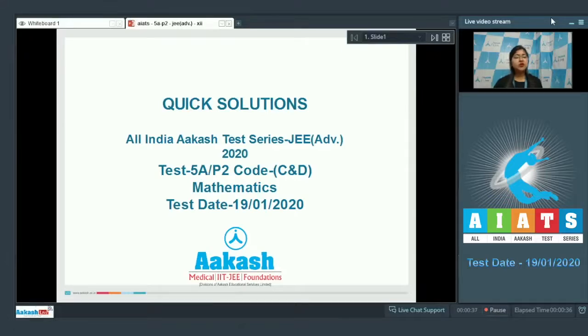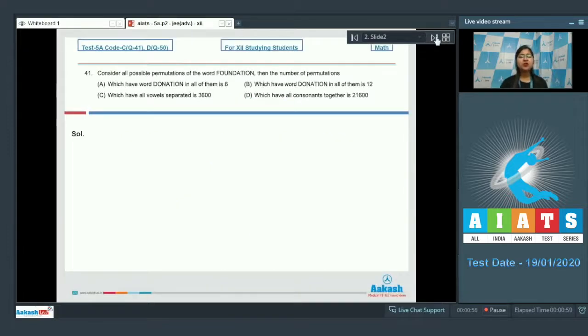Hello everybody. Today we'll be discussing the quick solutions of AIATS JEE Advanced Test 5A Paper 2, which was held on 19th January 2020. We will be discussing the mathematics part. Let us start with question number 41.